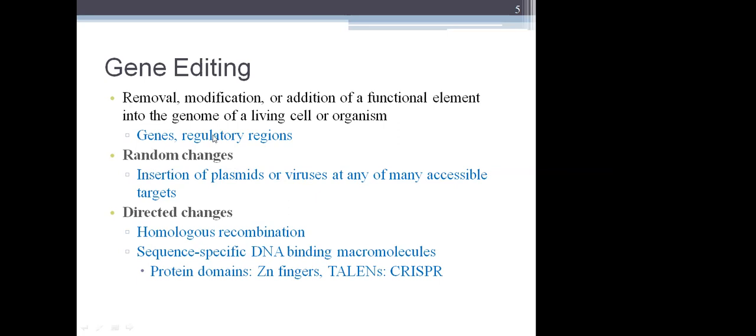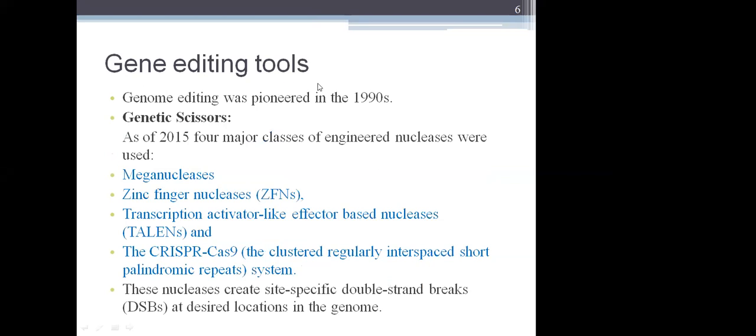In genetic engineering or genetic recombination, particularly in the living cell or organism, insertions of plasmids or viruses have been done, but the result is random changes. There is no target-specific or site-specific targeting. But in gene editing, we can make direct changes at the target gene or target location, and we can get different homologous recombinations. Different techniques are used there, like zinc finger, TALENs, or CRISPR. These are called gene editing tools.